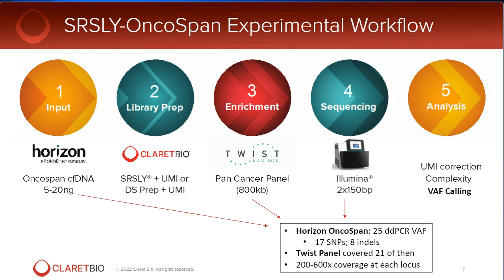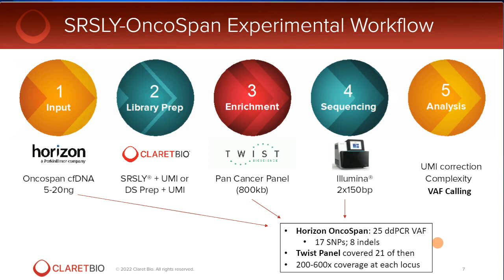While the Horizon OncoSpan cell-free DNA standard contains a multitude of variants, over 375, we looked at the subset of those that are digital droplet PCR verified. There are 25 of those in the Horizon OncoSpan cell-free DNA standard, and the Twist panel covered 21 of those. Those are the variant allele frequencies that I will be showing in this slide when we get there. The coverage we had over each of these loci was about 200 to 600x of unique molecules, and you'll see how that plays into the variant allele frequency calling soon.